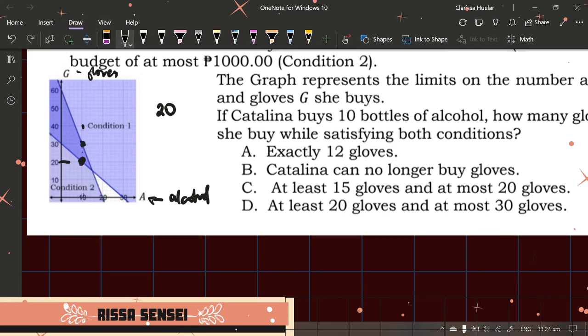So, ito yung minimum, ito yung 30 is the maximum number of gloves. So, ibig sabihin, letter A, B, C, or D, she can buy at least 20 gloves and at most 30 gloves. Bakit hindi pwede yung 15 gloves? Kasi kung 15, nandito yon. Wala siya sa overlapping region nung dalawang inequality. So the answer here is D.